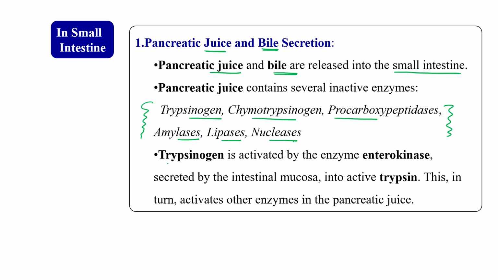Okay, so trypsinogen is activated by the enzyme enterokinase, which is secreted by the intestinal mucosa. In the presence of enterokinase, trypsinogen gets converted into active trypsin, and this in turn activates other enzymes present in the pancreatic juice, like procarboxypeptidase, chymotrypsinogen, and so on.